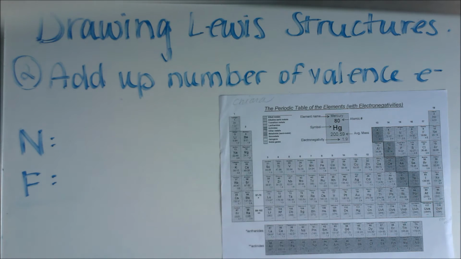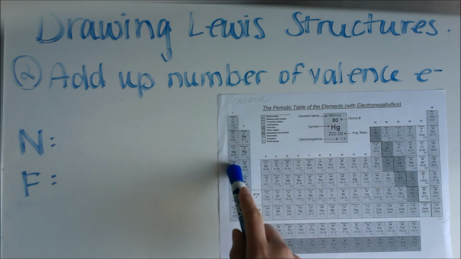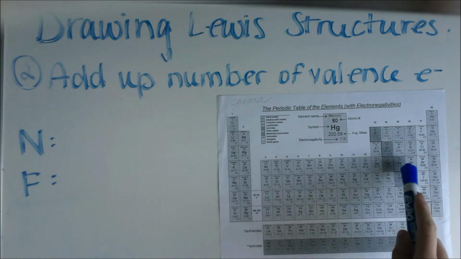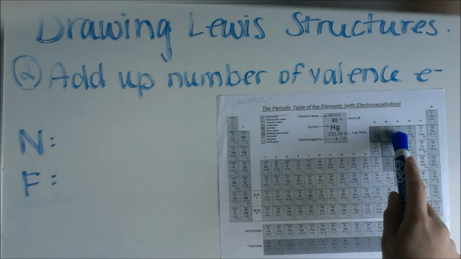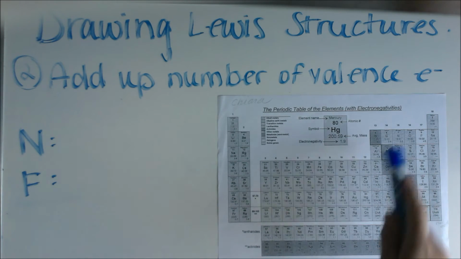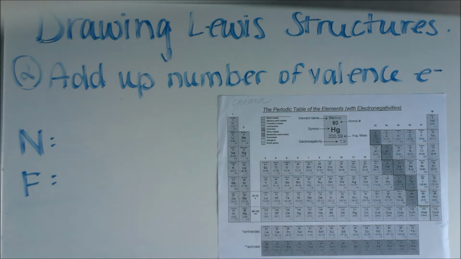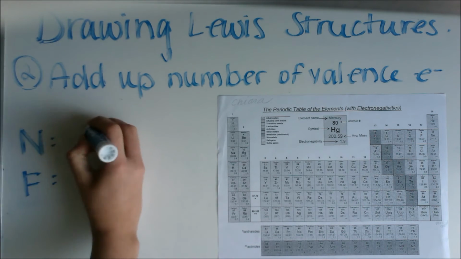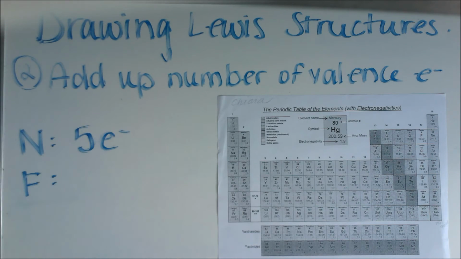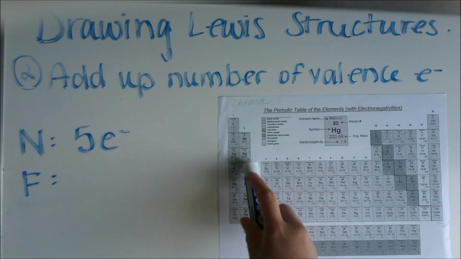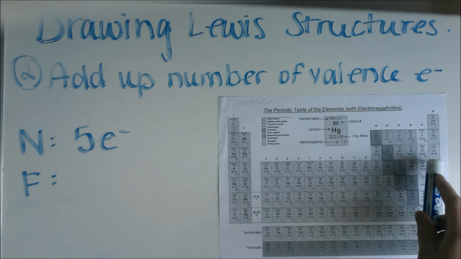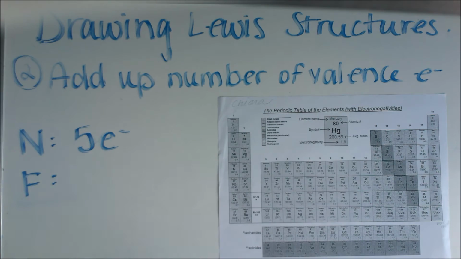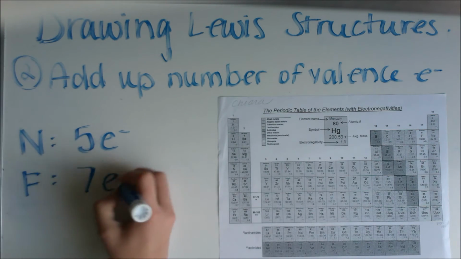So for nitrogen, we can count 1, 2, 3, 4, 5. Nitrogen is found in the 5th column. This means there are 5 valence electrons. Fluorine is found in the 7th column. So there will be 7 valence electrons.